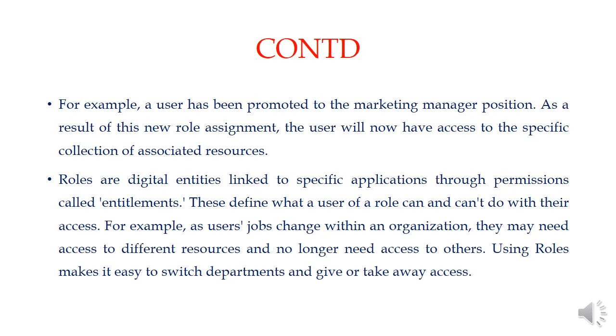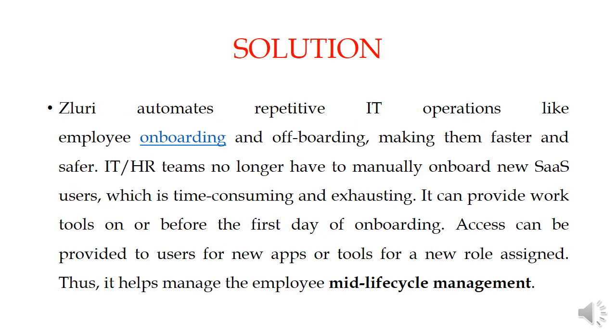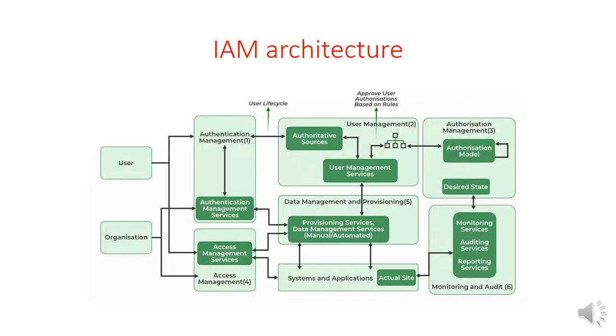If a user changes jobs within an organization, they may get access to different resources and may no longer have access to others. So using the role, it is easy to switch departments and give away access. Onboarding and offboarding: we can provide access tools and work tools for the first day of onboarding. Access can be provided to a user for new apps or tools for a new role assigned. Thus it helps manage the employee lifecycle.